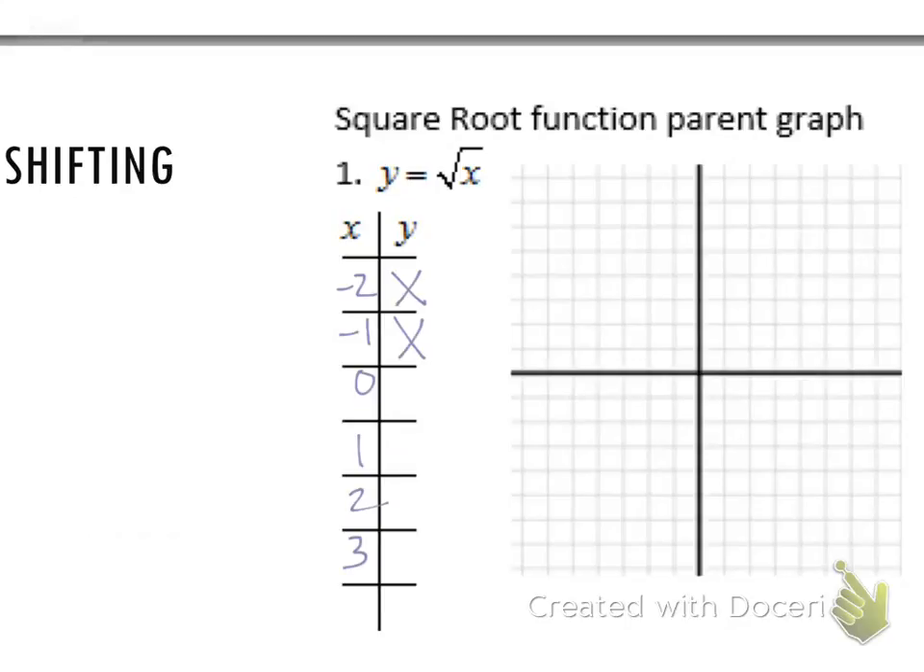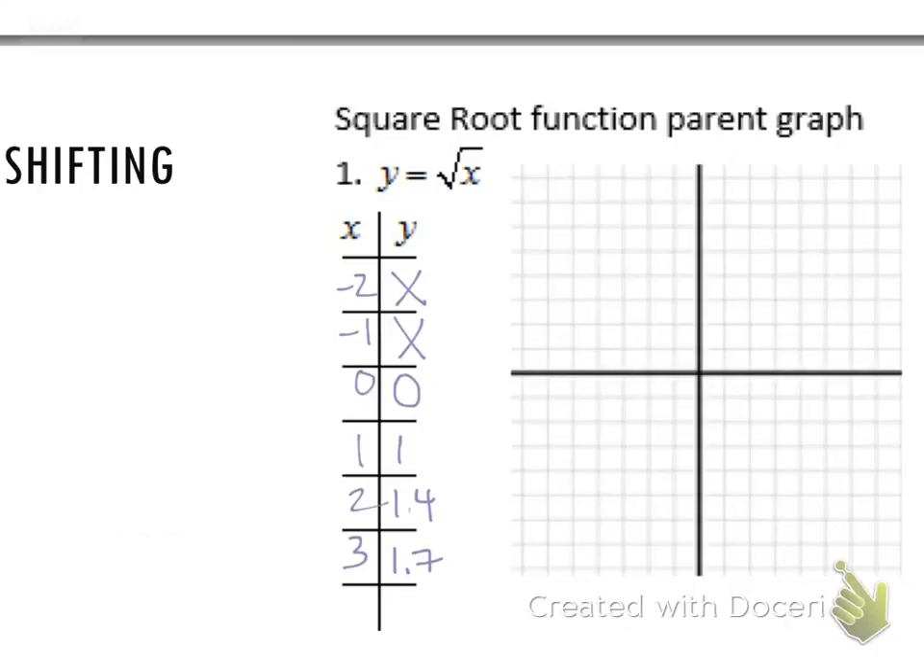So I can't do -2. I also can't do -1 because it would also be imaginary. Okay, square root of 0 should be 0. Square root of 1 should be 1. If I type in the square root of 2 and then do my double arrow to get my decimal, I get 1.4. Square root of 3, I get 1.7.